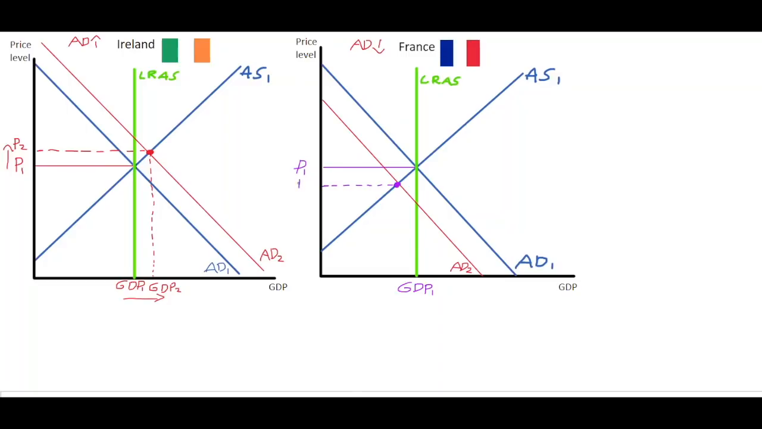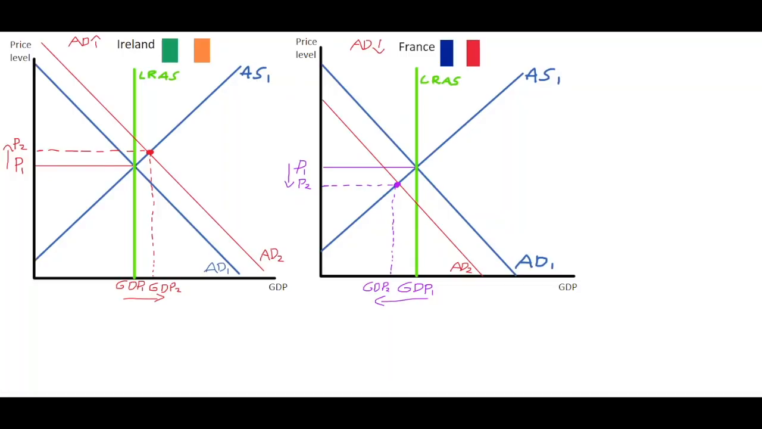The price level has decreased to P2, so we expect the French economy to have a price level reduction, and at the same time the output level, GDP of goods and services, has also declined. So we have GDP2 decreasing to the left over here.